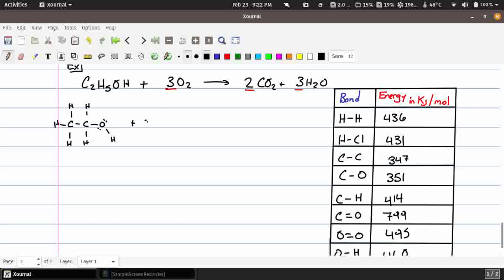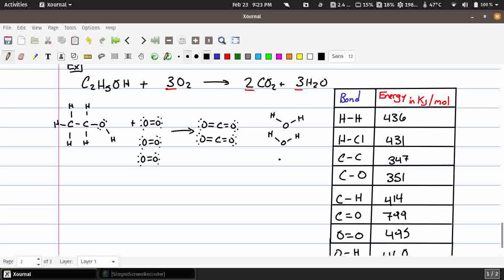We have 3 oxygen double bonds, so I'm going to just copy and paste these because I'm lazy and don't want to draw more. Alright, so we have 3 of those, and then a little reaction arrow. We have 2 carbon dioxides, so let's copy and paste that. And we have 3 waters.